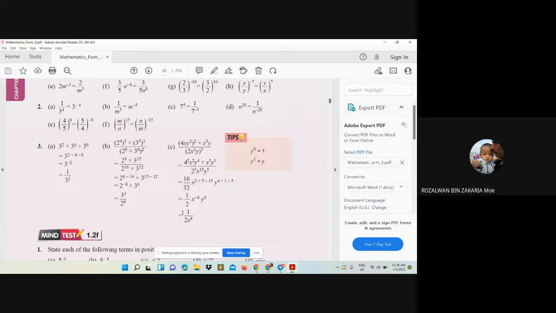Okay, then it is equal to 1 over 2 x power of minus 8. Y actually disappears here, because y power of 0 is equal to 1. Remember class, any number, if you power of 0, the answer is equal to 1. And this one, x power of minus 8, you can write as 1 over x power of 8. So that's why the final answer here is equal to 1 over 2x power of 8.